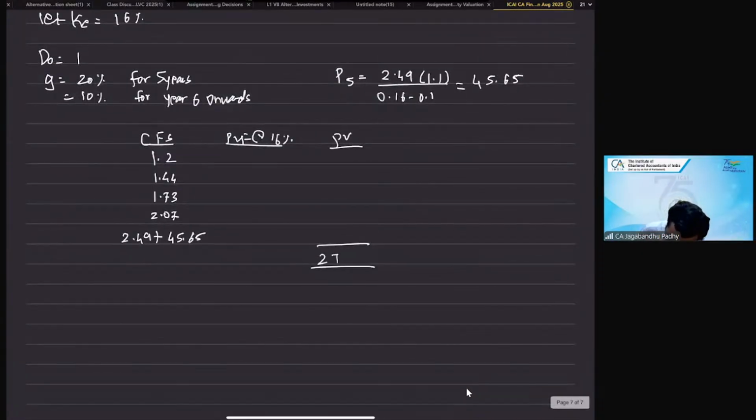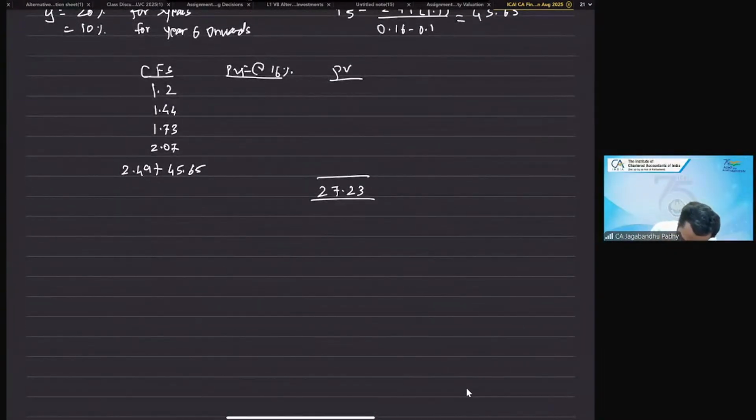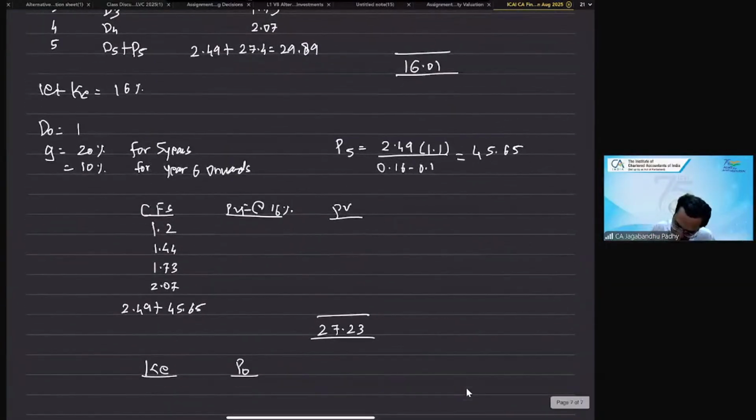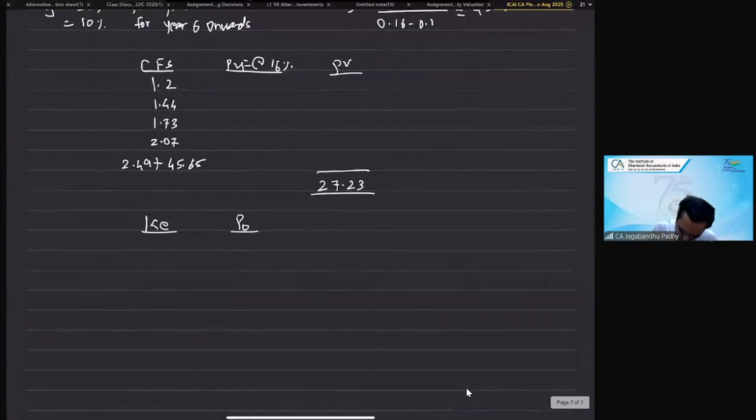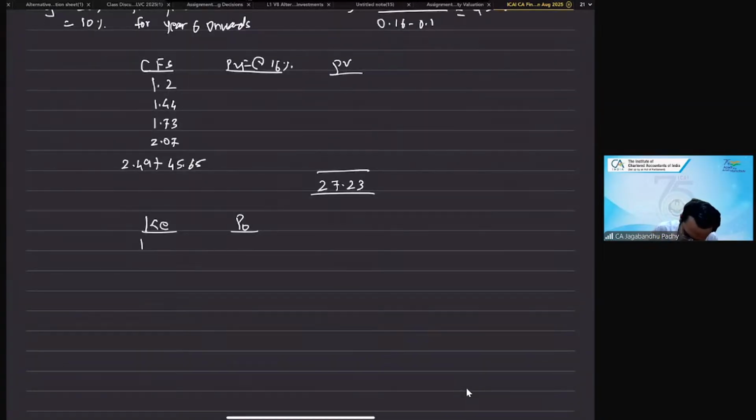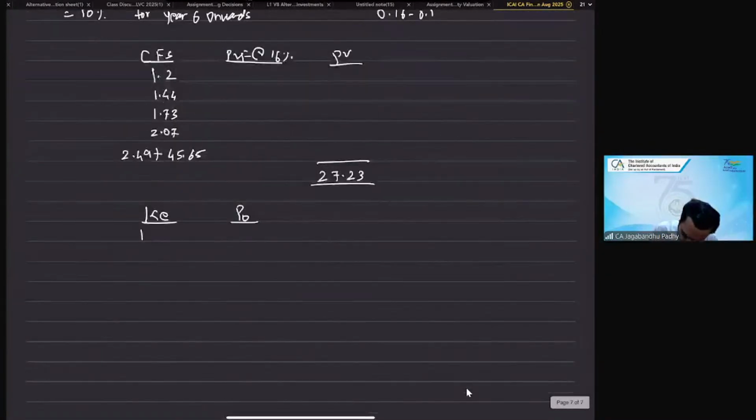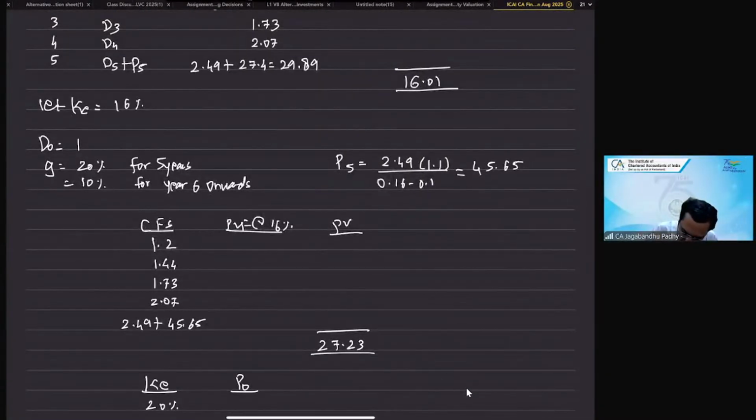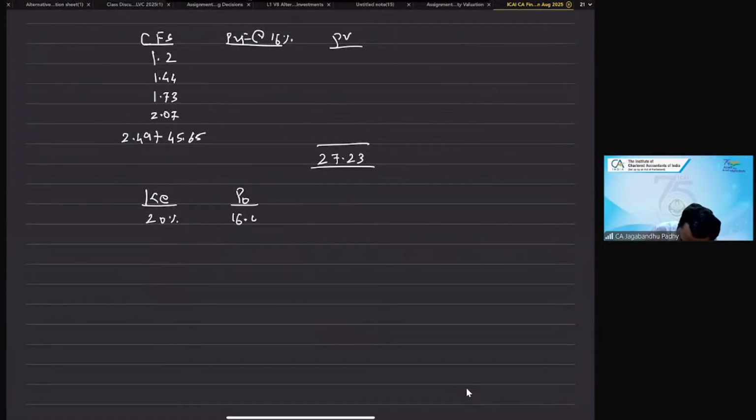27.23. Just check, guys. 27.23. Yes, sir. I missed to add that 2.49. So when KE was 20%, price in year 0 will be 16.01. And when we made it 16%, this is 27.23.